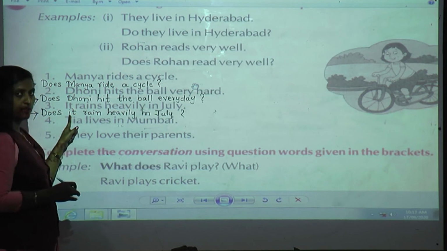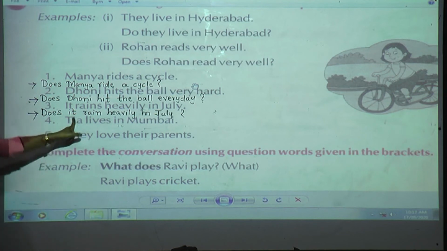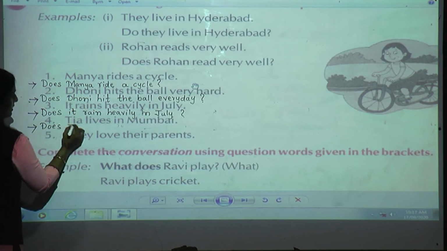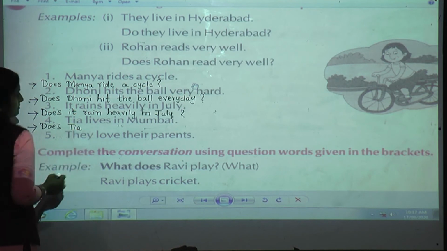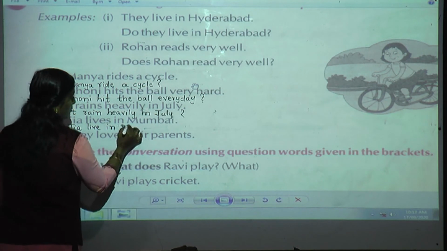Now here, as it has come as the second word, we are going to make it small. Now Tia is again singular, so I am going to use does. Does Tia live in Mumbai?